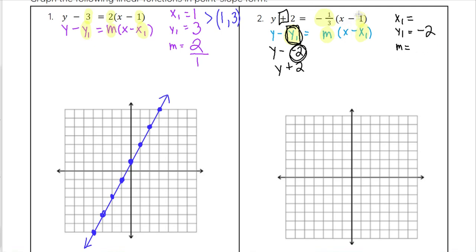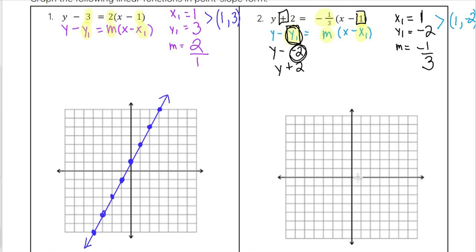And then here, it looks like a negative 1, but we really just put a positive 1 in there because it already had a negative sign there. So our x1 is a positive 1. And then m is just whatever it is, negative 1/3 in this case. So our ordered pair comes from these two numbers. So 1 comma negative 2 is our ordered pair.